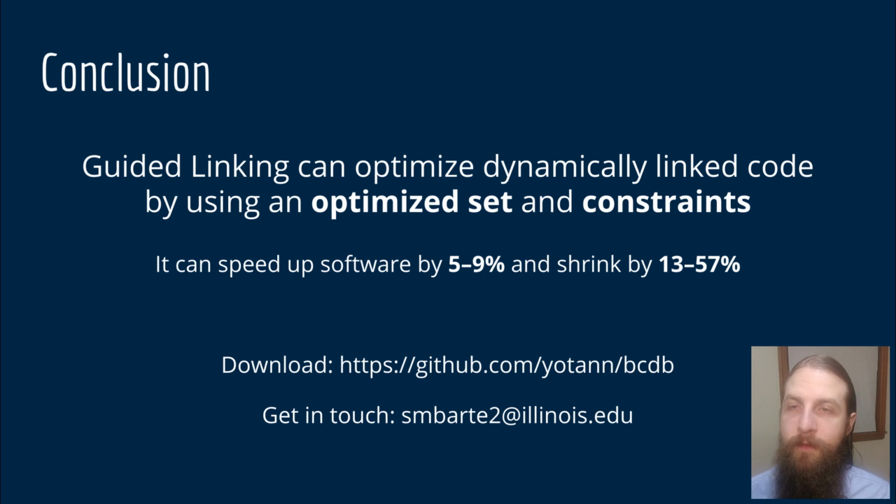In conclusion, we've shown that guided linking can be used to optimize dynamically linked code by working on an optimized set of software and using developer-provided constraints on the dynamic linker. We've used guided linking to speed up software by 5 to 9% and shrink it by 13 to 57%.